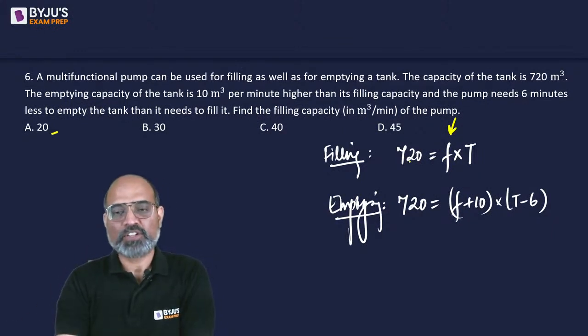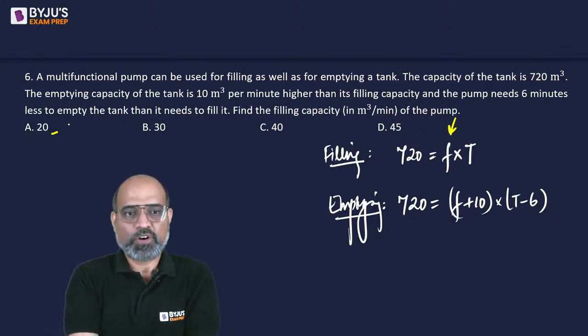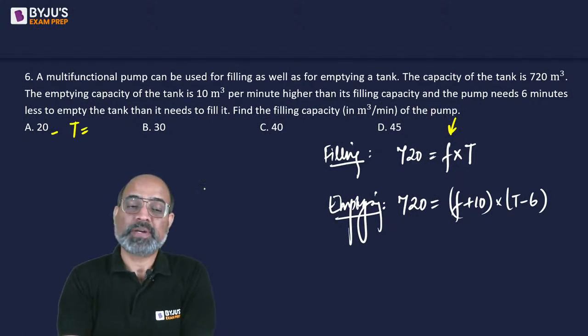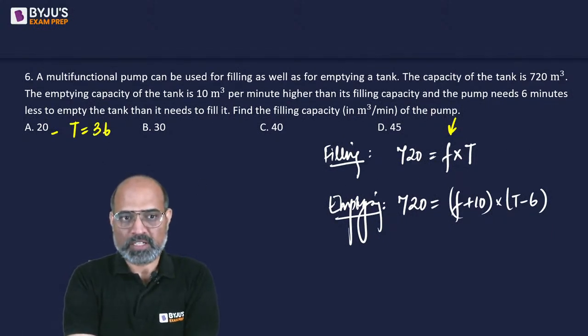If 20 is the answer for F, then the value of T is going to be 720 by 20, which is 72 by 2, that is going to be 36.